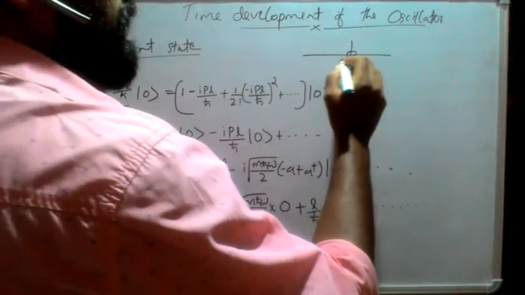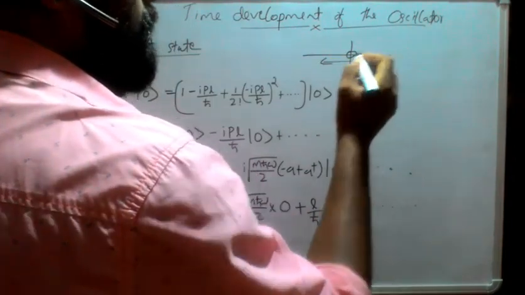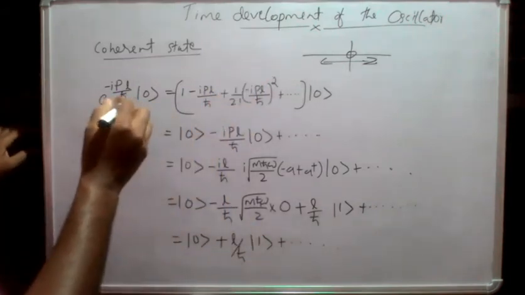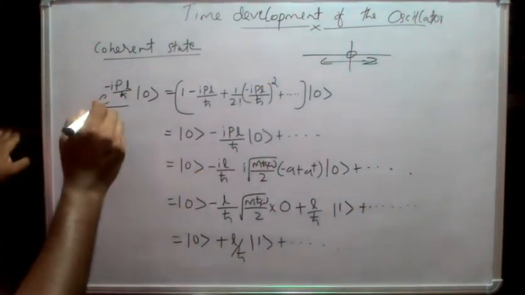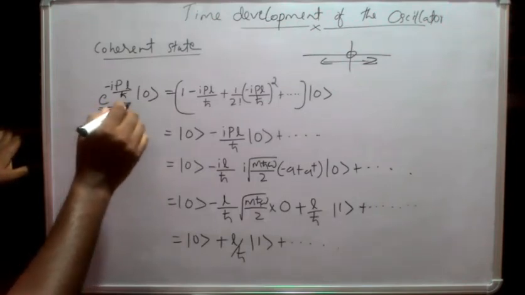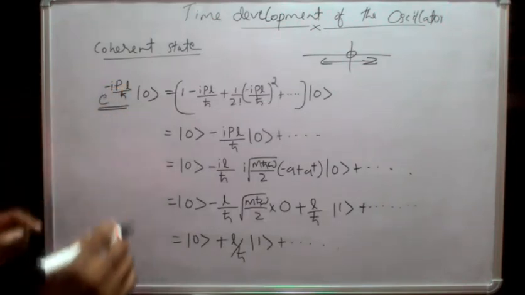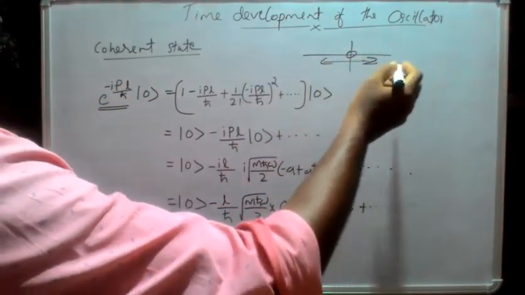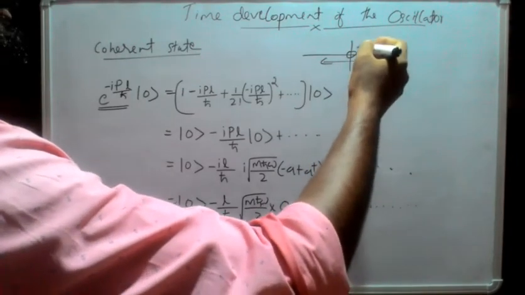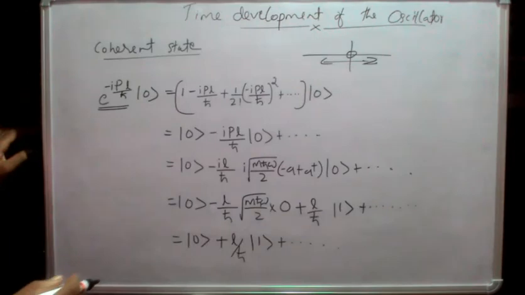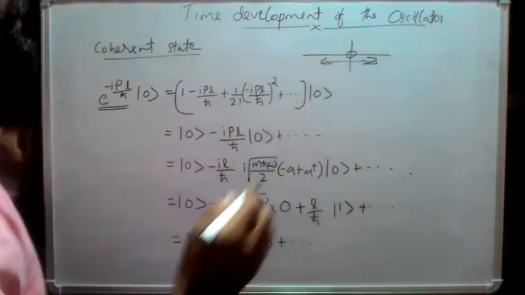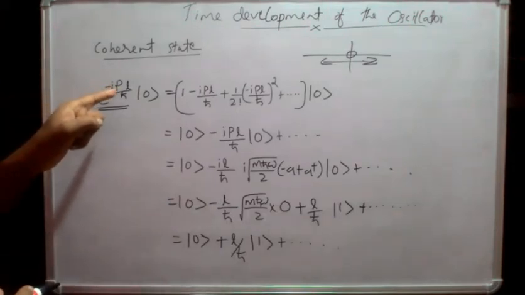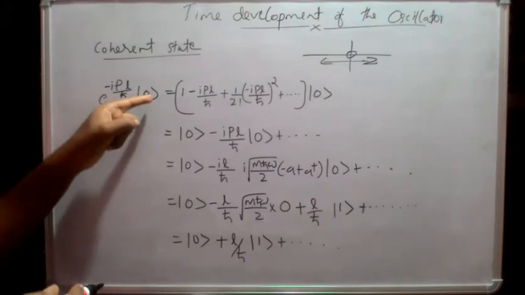So if a particle executes simple harmonic oscillation, we are applying a momentum in the ground state, and that finite translation operator is e raised to minus iPL over h cross. When we do this, the expectation value of this oscillator will also change with respect to time. And that operation is e raised to minus iPL over h cross, operating on the ground state.